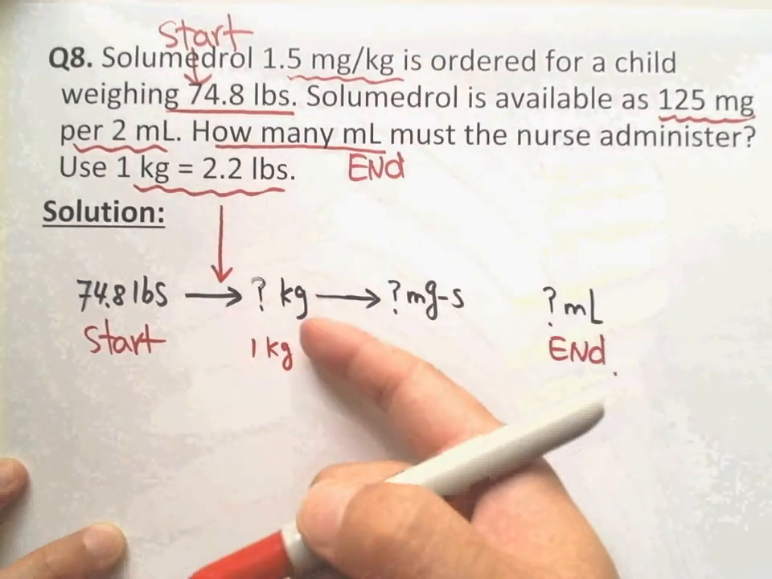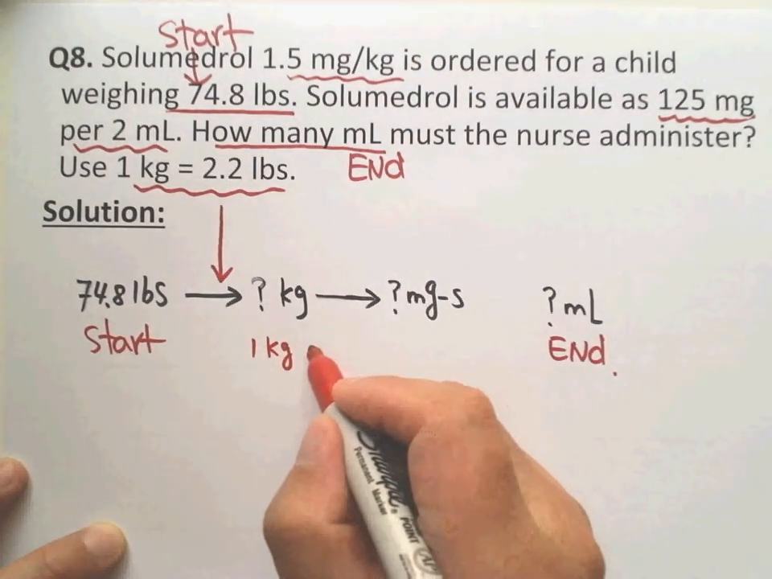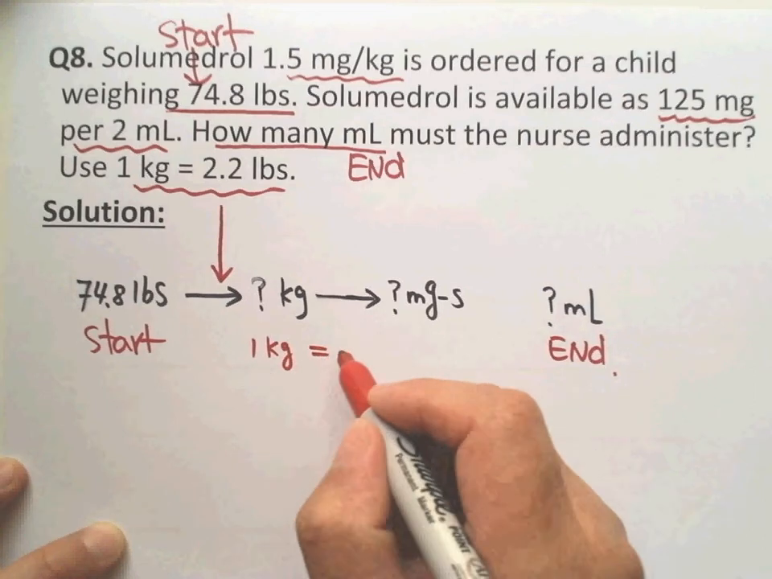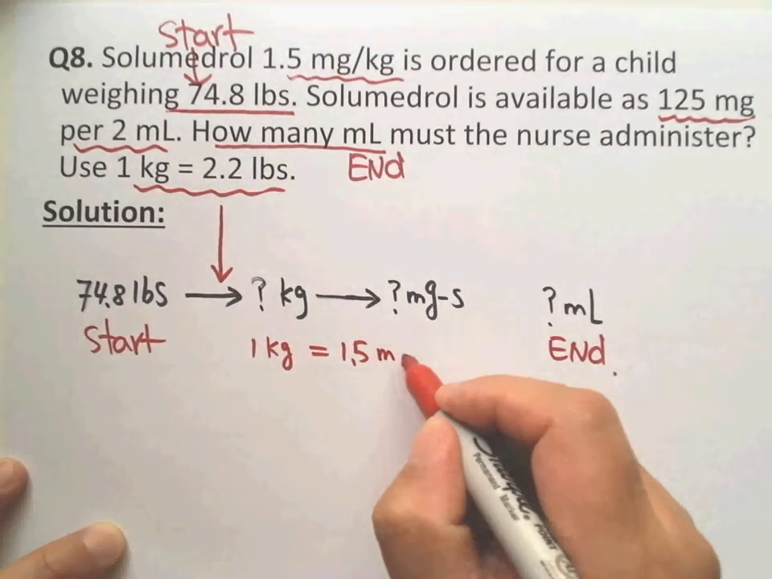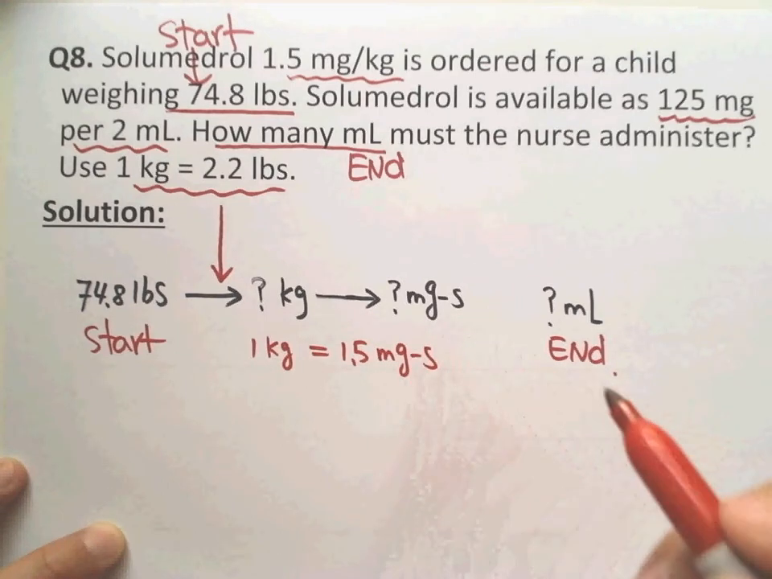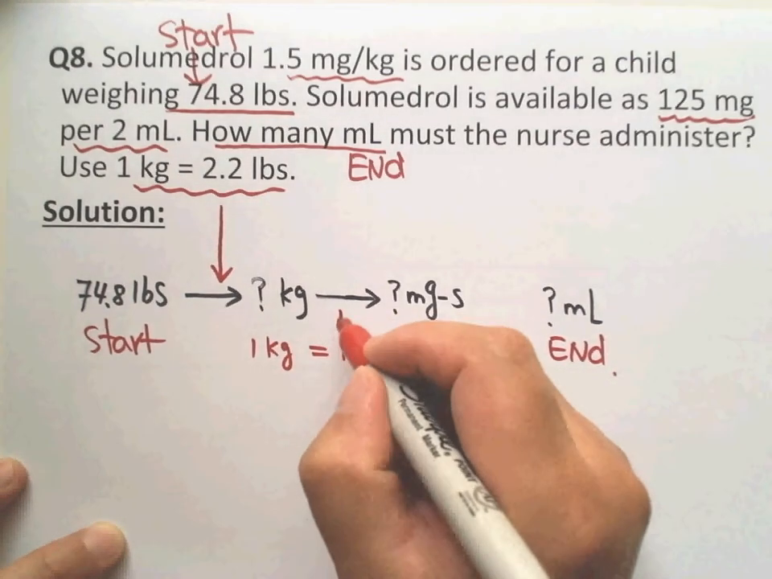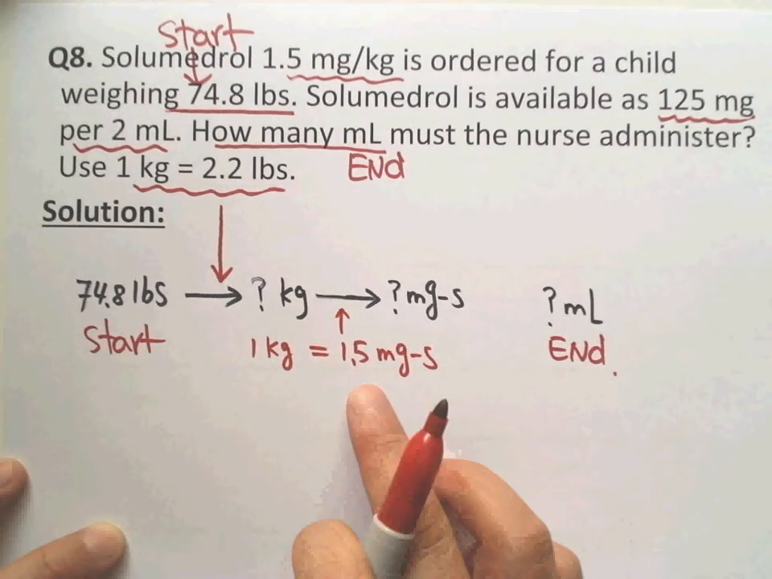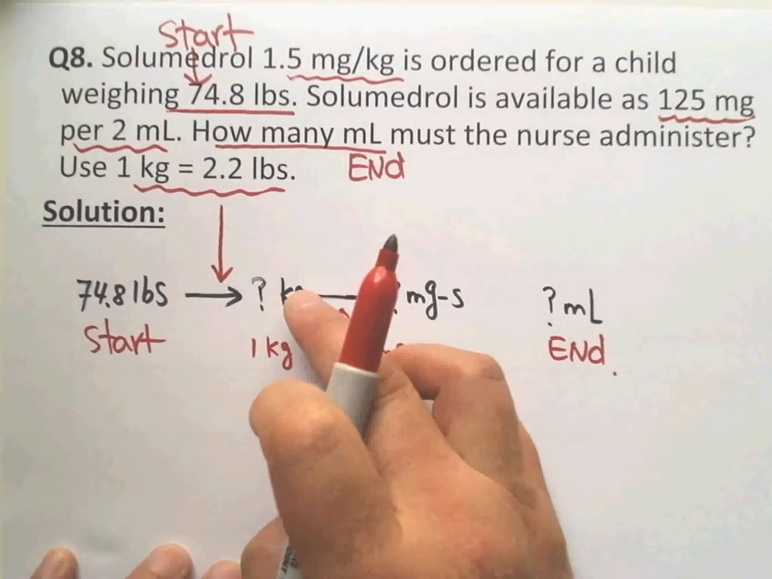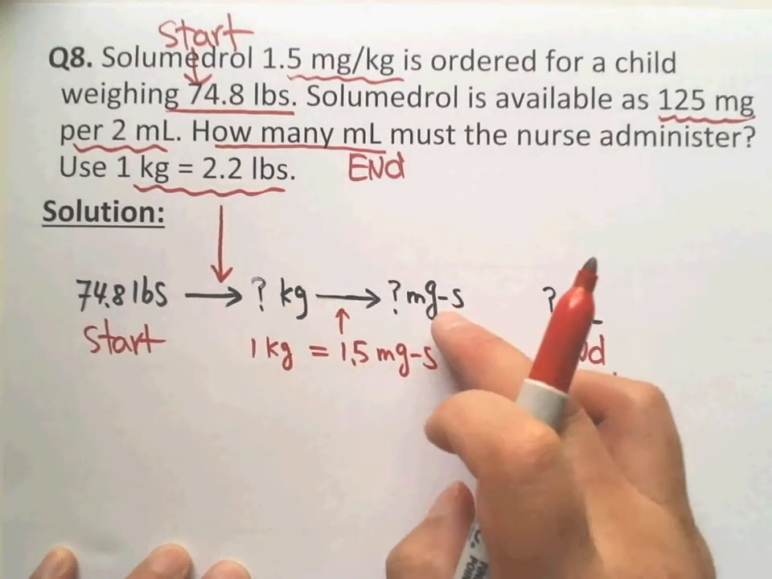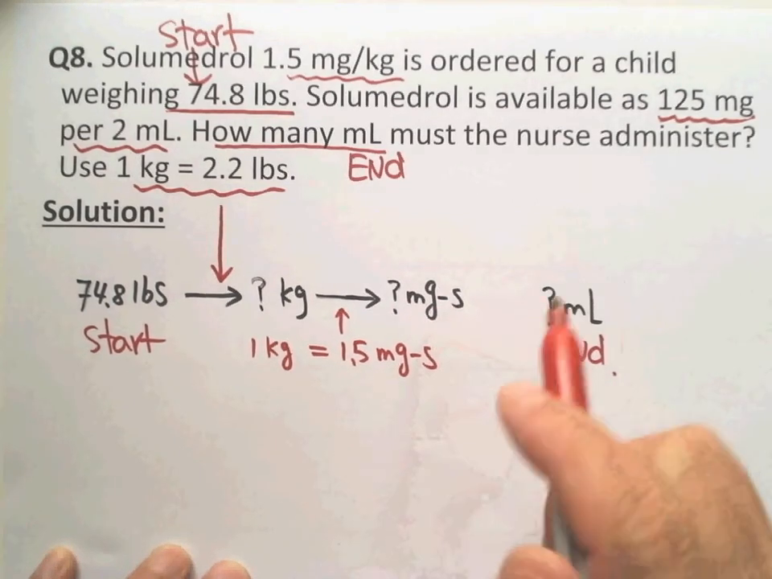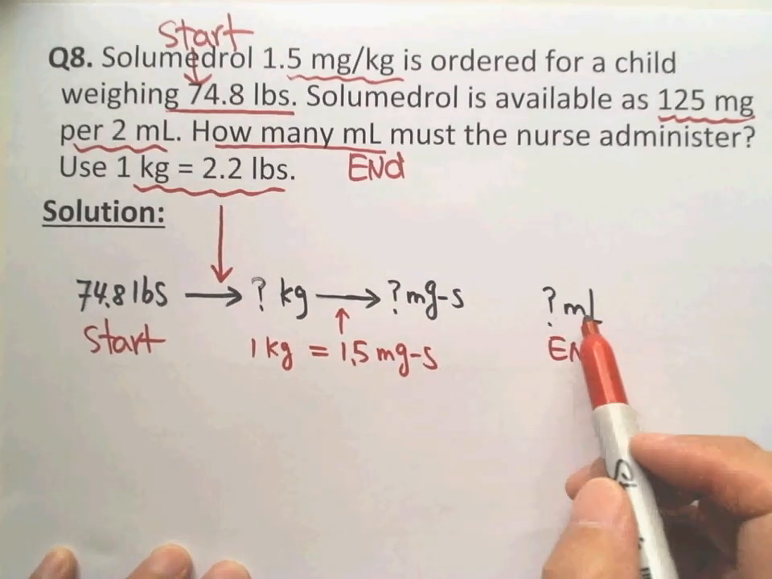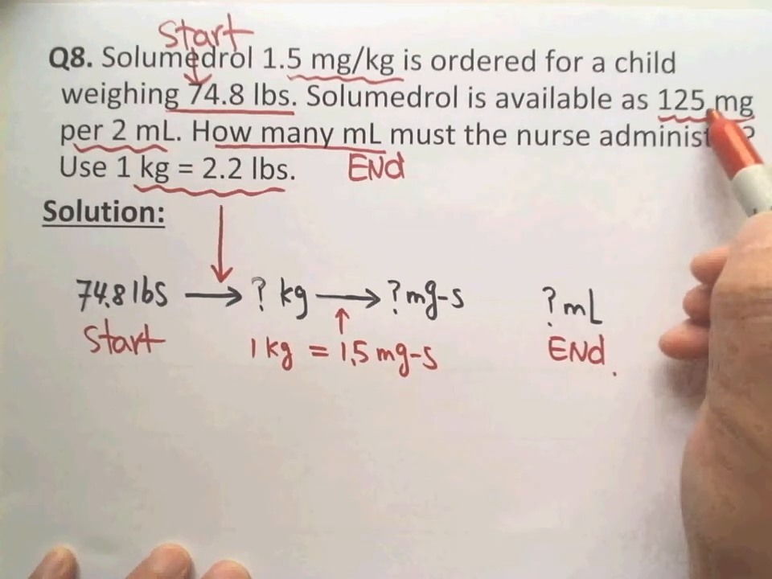Where is the information? I have to write down the information. Let me see. What is the information? This information gives us this. I wrote here: 1 kilogram of the child needs the equivalent of 1.5 milligram of the drug. And I put the information here.